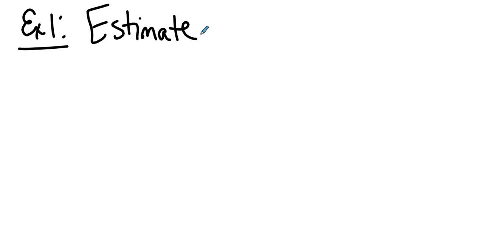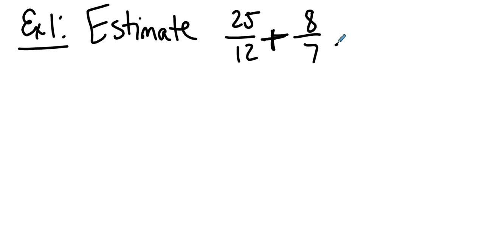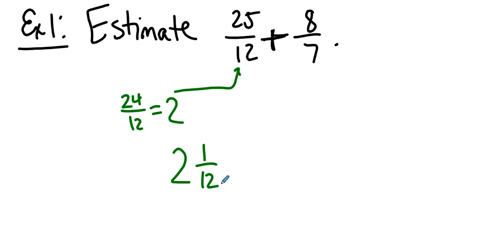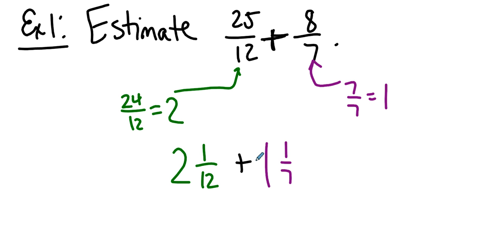Let's estimate 25/12 plus 8/7. About how big is that? Well, we know that 24/12 is 2, so this 25/12 is 2 1/12. And we know that 7/7 is 1, so this is 1 1/7. So about how big is that?